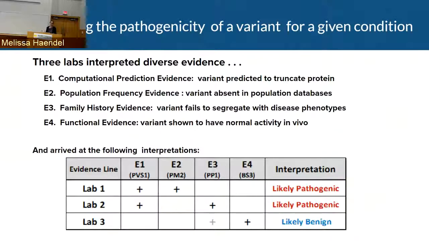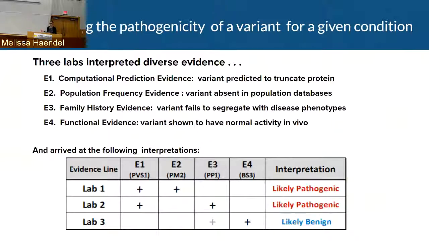Well, we know what the challenges are there, right? We are missing a lot of key populations. We have family history evidence. The variant fails to segregate with disease phenotypes. We have functional evidence that the variant is shown to have normal activity in vivo. And so there are many different kinds of evidence, and there's an organization that has defined what types of evidence are important to decide when a variant is pathogenic for a given condition.